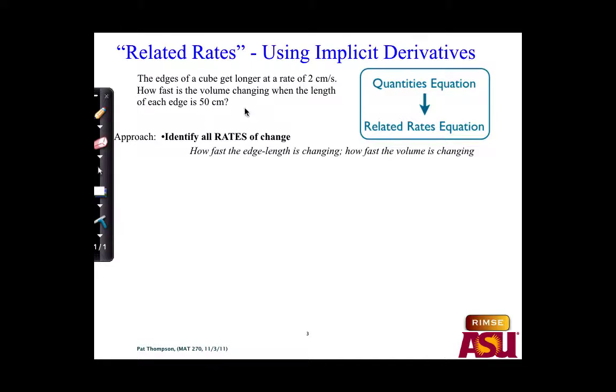So identify what the rates of change are. We've got things that are changing. The edge length and the volume are described as changing. And so we can write an equation that relates those two, not their rates of change, but just how do you relate edge length to volume? And I picked this one because it's easy. Edge length and volume of a cube.